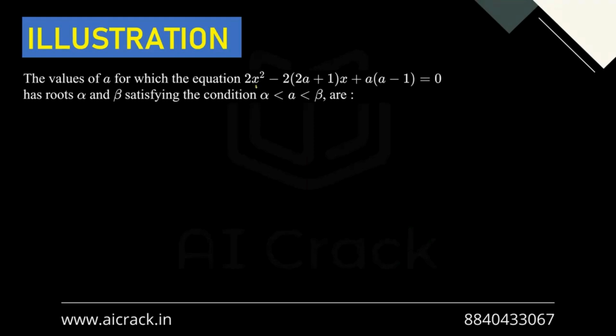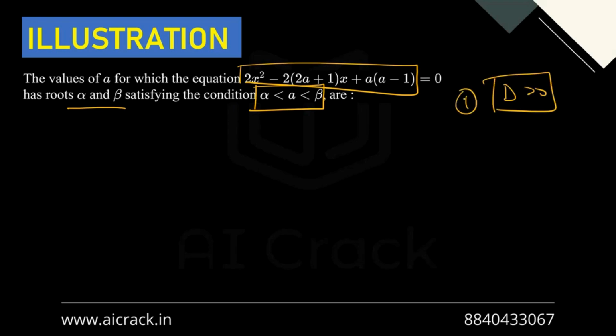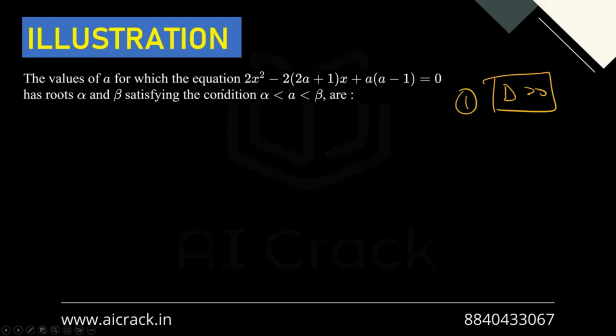Now, first of all, if you observe this inequality, a is in between alpha and beta and not equal to either of them. What does that mean? This means alpha and beta should be distinct, because if they're equal, we cannot fit a value between them. So alpha and beta have to be distinct, and when they are distinct roots of this equation, we can simply say that D should be positive. That is our first basic condition.